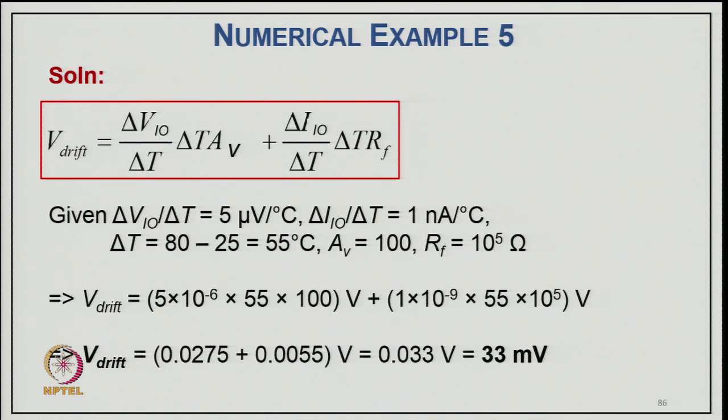So, V drift will be, putting the value here, 5 into 10 power minus 6 into 55 into 100, plus typically 1 into 10 power minus 9 into 55 into 10 power 5 volts. So, it becomes V drift equal to 0.0275 plus 0.0055, that becomes 0.033 or 33 millivolt.